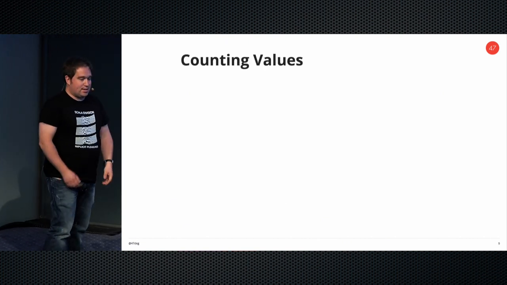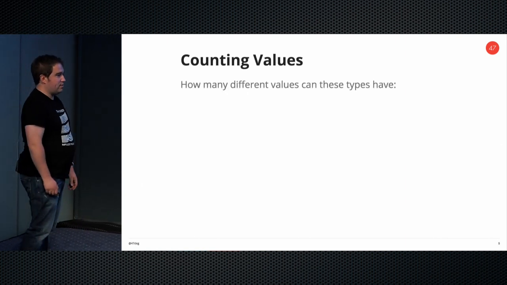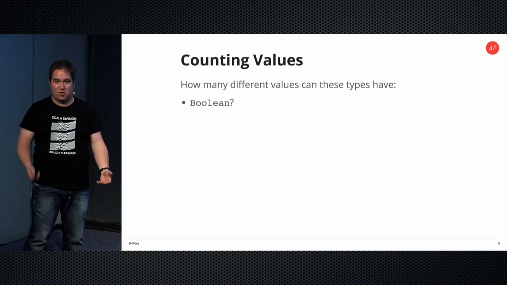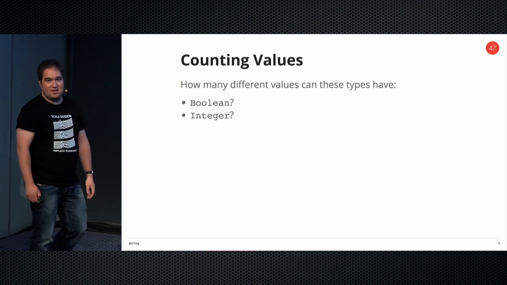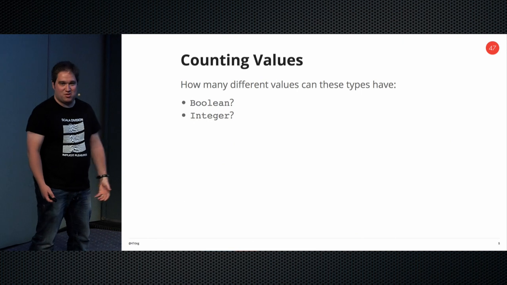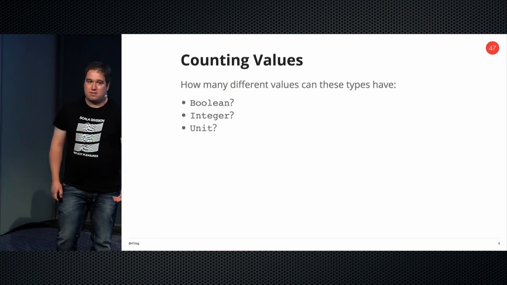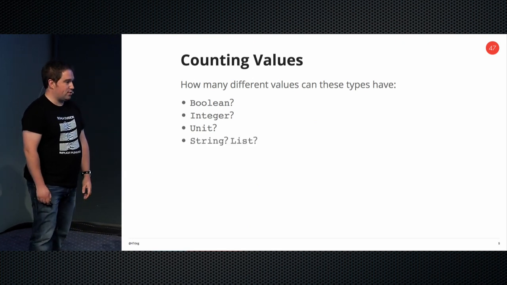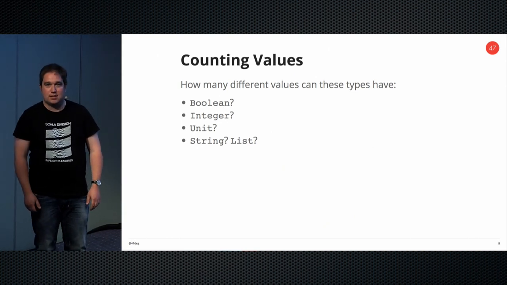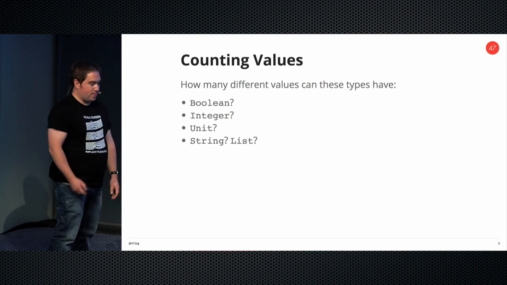Okay, so let's start at the very beginning. We're going to count some values. Okay, so how many different values can a Boolean have? This is not a trick question. Two, right? Yeah. What about an integer? I don't need the exact number, but maybe power of two. So it's two to the power of 32, isn't it? How many different values can this one have? One. Yeah, it's got one value. That's right. How about these? Strings, lists? They're infinite. Yeah, you can just have as many as you want, basically.